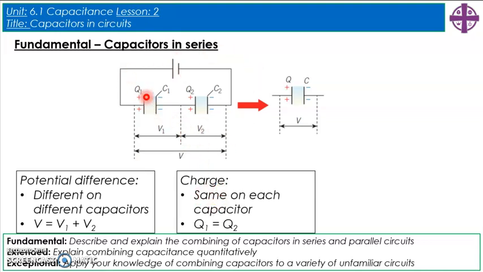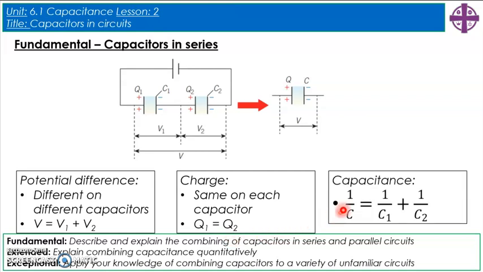The charge will be the same on each capacitor. The charge is the same on each capacitor. So we can say that Q1 will be equal to Q2. And we'll talk about why that is in a second. And for capacitance, finally, in series, we are left with 1 over C, where C is the total capacitance: 1 over the total capacitance is equal to 1 over C1 plus 1 over C2. This looks very similar to the equation for resistance in a parallel circuit, but this is capacitance in a series circuit. We'll look at those at the very end of the lesson and how they compare.